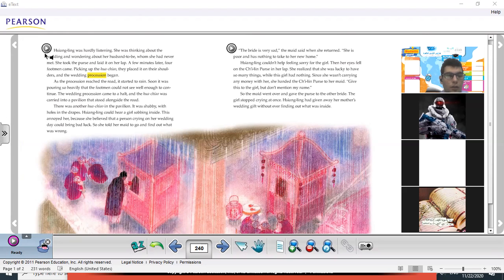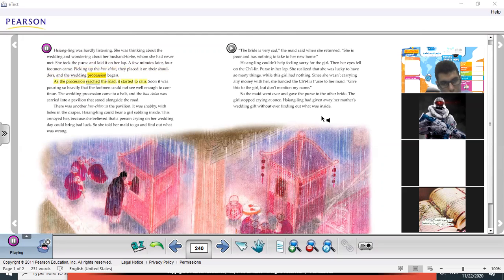Very good. Sang-Ling was hardly listening. She was thinking about the wedding and wondering about her husband-to-be, whom she had never met. She took the purse and laid it on her lap. A few minutes later, 4 footmen came. Picking up the Hao Chow, they placed it on their shoulders, and the wedding procession began.